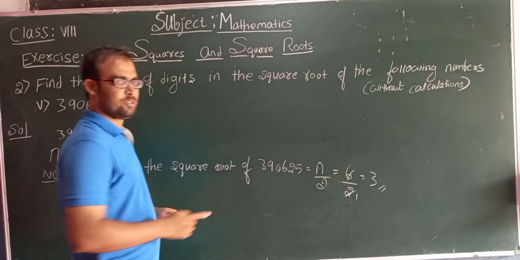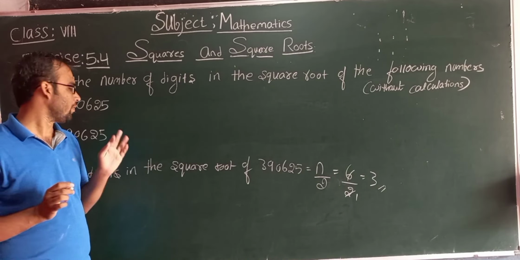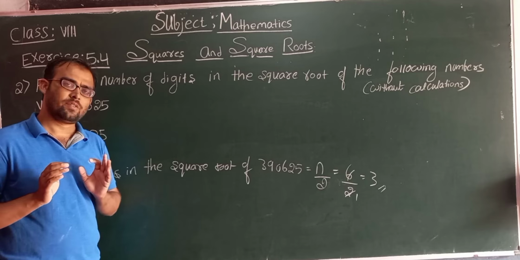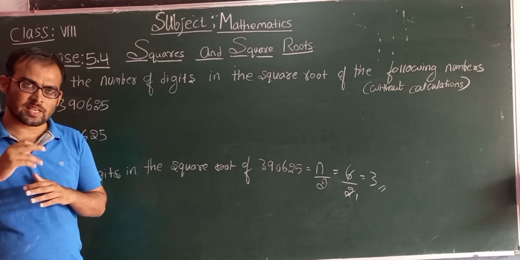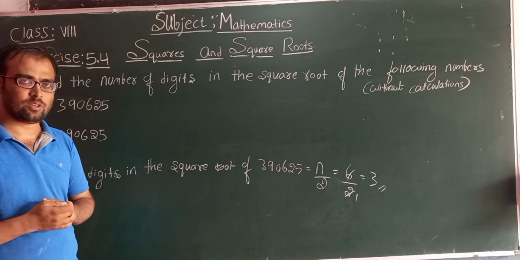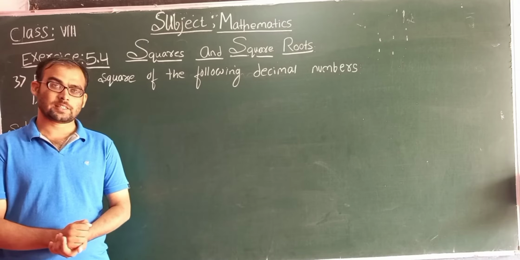So what does it mean, students? When we find the square root of this number, we are going to get the number of digits in the square root of that number, which is 3. Okay, students, now let us solve the third main question.